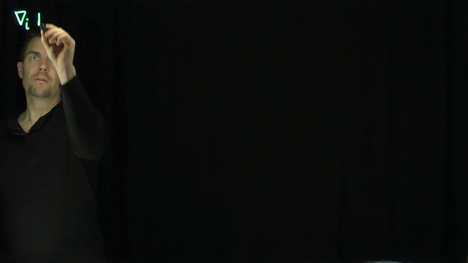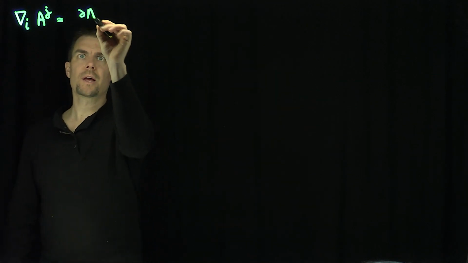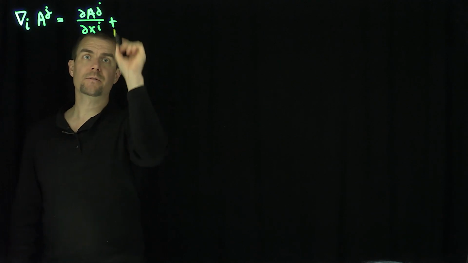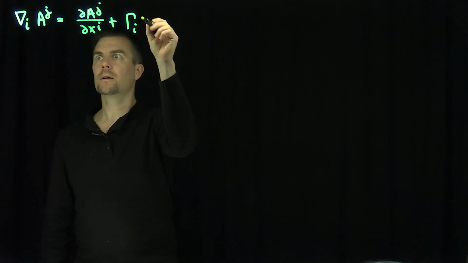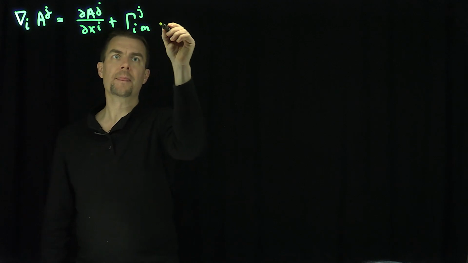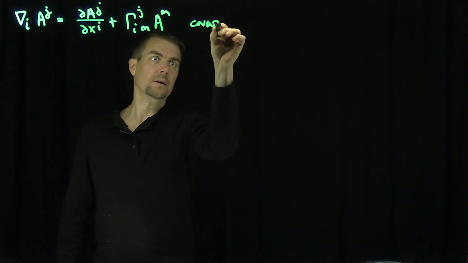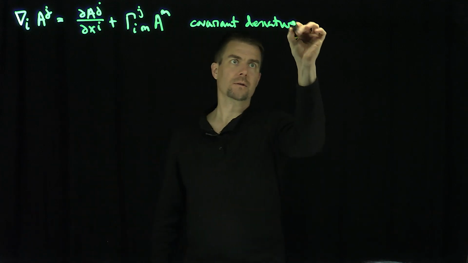Hello students, in this video we'll define divergence and Laplacian using the covariant derivative. Let's recall that the covariant derivative of a contravariant tensor is given by the following formula. It's given by ∂a^j/∂x^i plus Γ^j_{im} a^m. So this is the covariant derivative of a contravariant tensor.